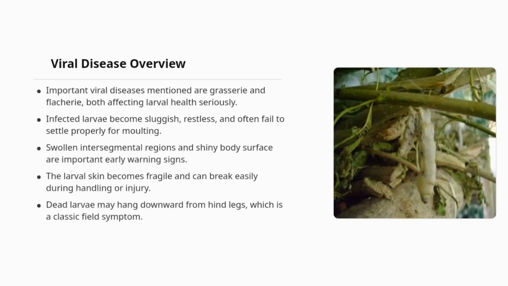Among viral diseases, grassery is one of the most recognized problems in silkworm rearing. The affected larvae look swollen, weak, and unusually shiny, and they may not settle properly during molt. If the body is injured, a milky fluid may ooze out, which is a very important symptom. Farmers should watch carefully during daily feeding because early detection is the best way to stop spread.